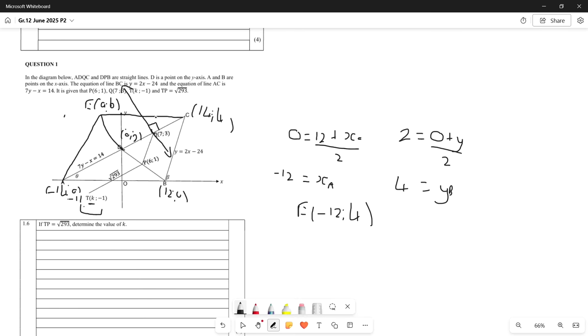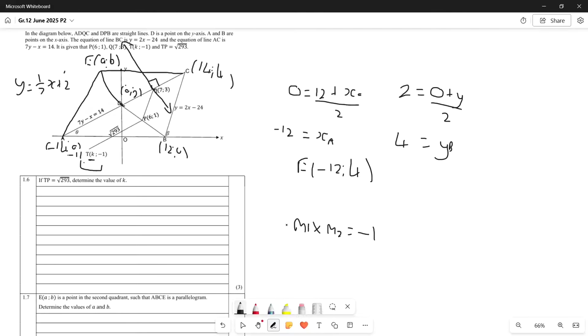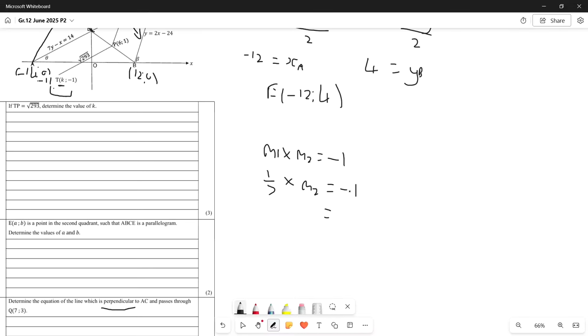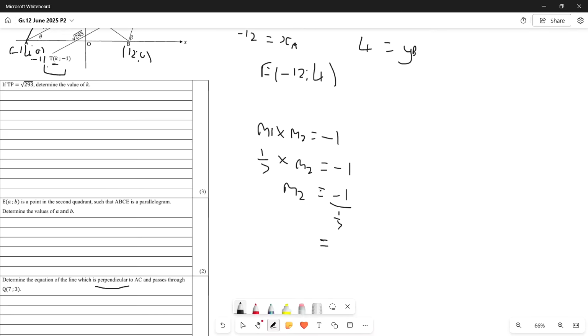Okay, when something is perpendicular, the first thing to remember is that m1 times m2 equals -1. By that, I mean the gradient of AC times the gradient of this new line will equal -1. So we already had the gradient of line AC. That was y equals 1 over 7x plus 2. We calculated that in one of the previous questions, which means 1 over 7, a positive gradient, times m2, this gradient that we want, equals -1, which means we have -1 divided by 1 over 7 equals m2, and therefore the gradient m2 is -7.